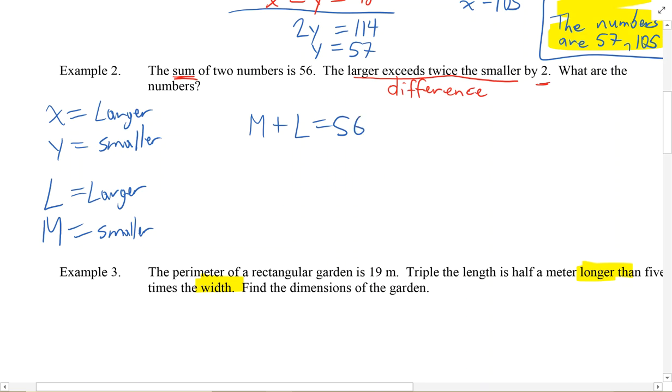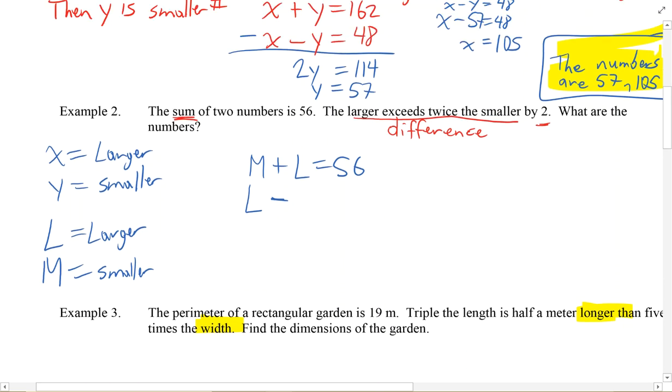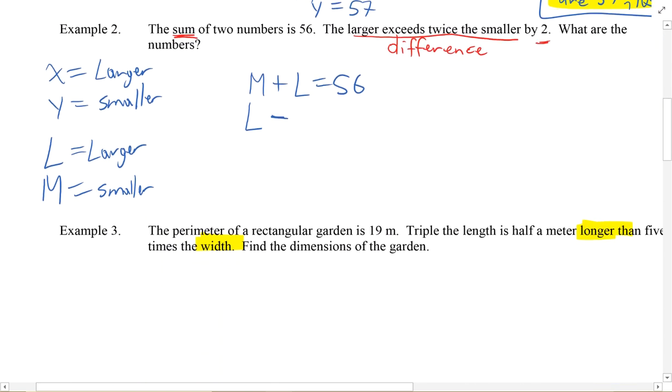Okay? So the smaller plus the larger. Now the second one, here you go. The larger exceeds twice the smaller by 2. So we have a subtraction. Which one's bigger? The larger or twice the smaller? Yeah, the larger. It exceeds. So that means it's bigger. So we got to put L first. In a subtraction, you must have the higher number first. Let's write that down. Or did I write that down up above? Yeah, I did. Good.